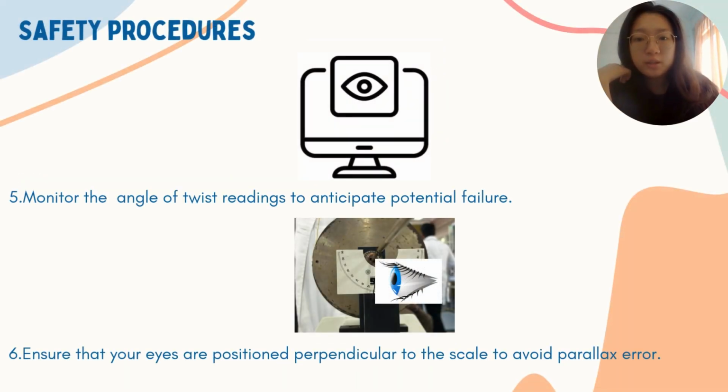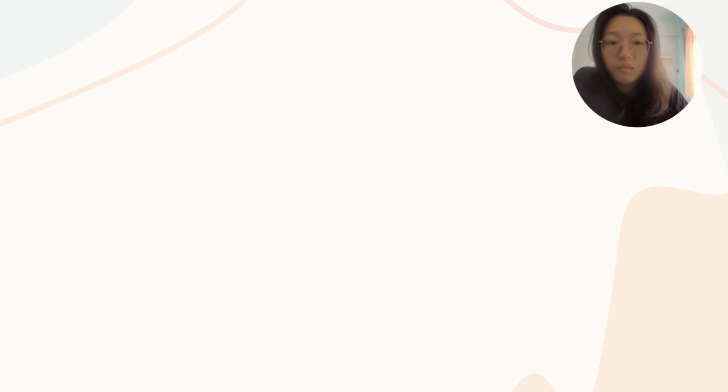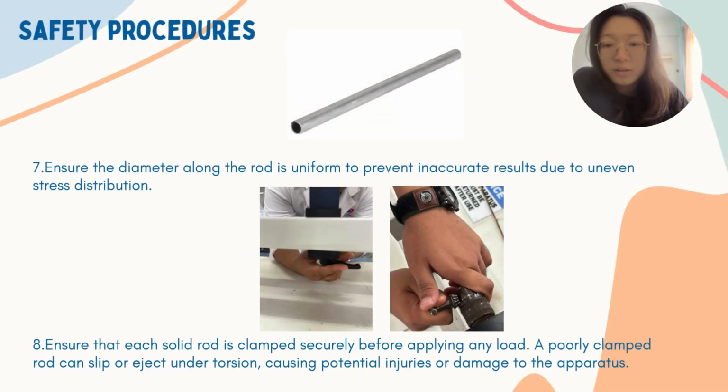Monitor the angle of twist readings to anticipate potential failure, and ensure that your eyes are positioned perpendicular to the scale to avoid parallax error. Ensure the diameter along the rod is uniform to prevent inaccurate results due to uneven stress distribution, and ensure that each solid rod is clamped securely before applying any loads, because a poorly clamped rod can slip or eject under torsion, causing potential injuries or damage to the apparatus.